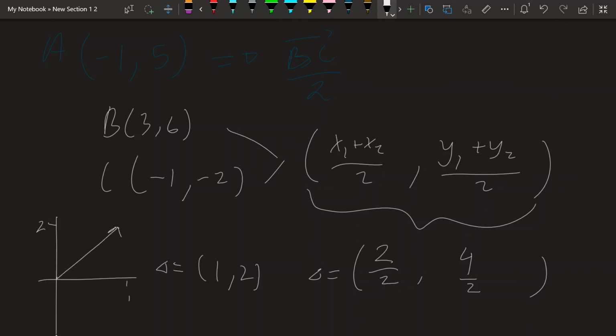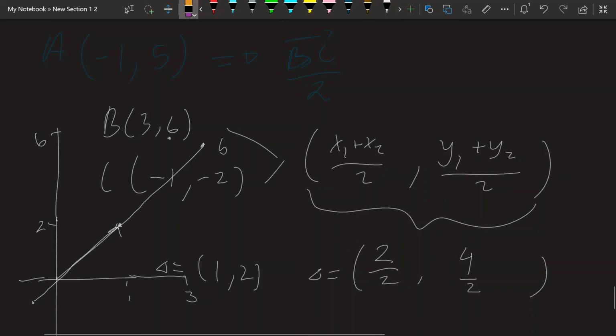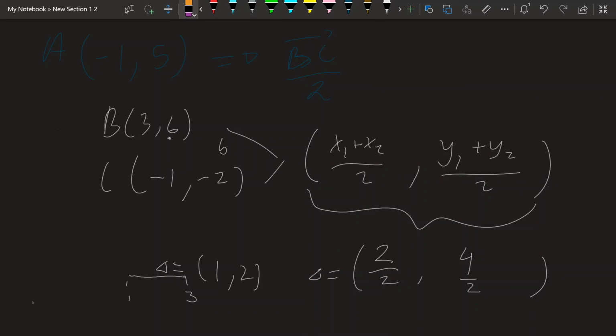And BC, B is at 3, 6. So here's 3. Here's 6. So that's B, right? And C is at point minus 1, minus 2. So C is somewhere along here. So it doesn't look like a line. But let's just assume that these 2 points join perfectly. Let's say that B is here. This is their midpoint. This is what we just found. So the coordinate of the midpoint is going to be 1, 2.